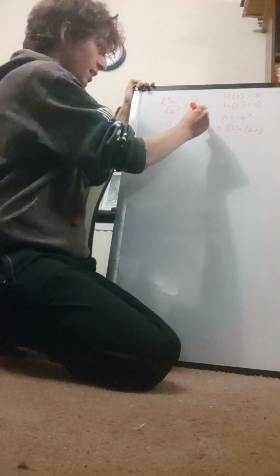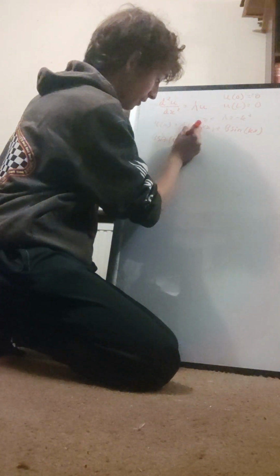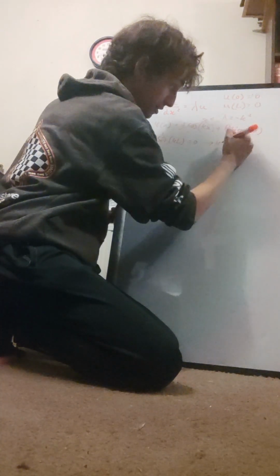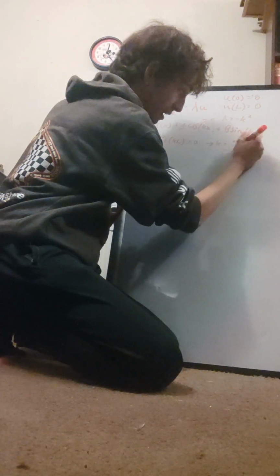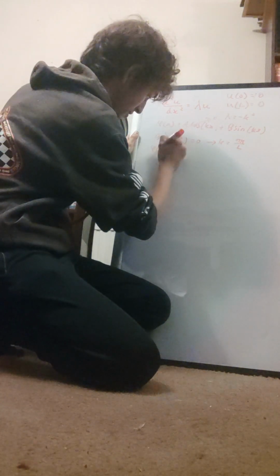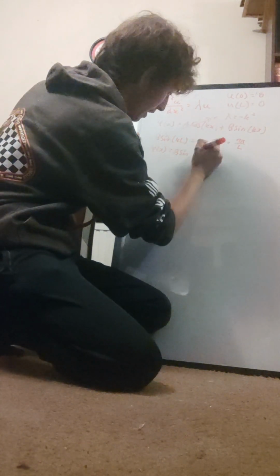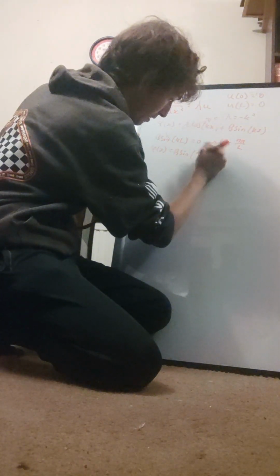Now if we impose our boundary conditions, one will find that a goes to 0 and that b sine kl is equal to 0, which implies that k is going to be n pi over l, because sine is 0 at integer multiples of pi. So that leaves a solution psi of x is equal to b sine n pi x over l.